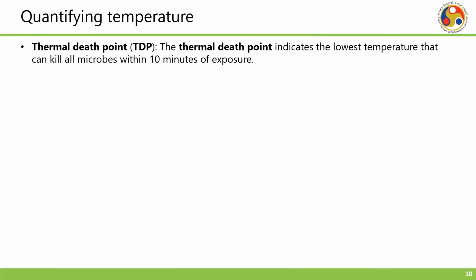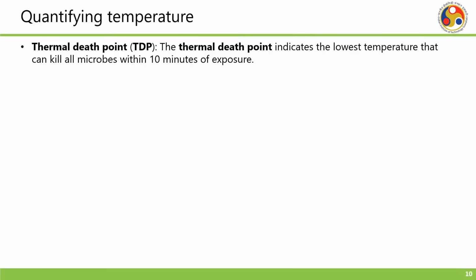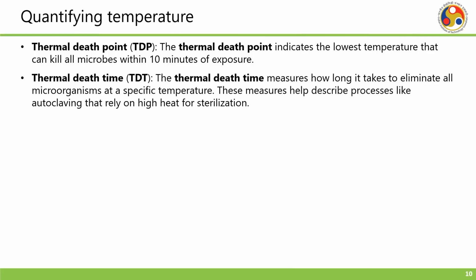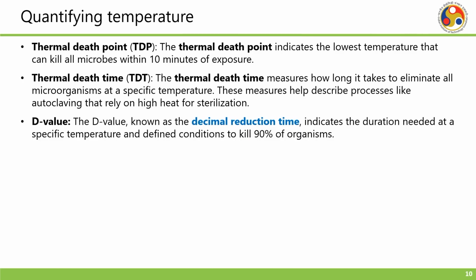Quantifying temperature. Thermal death point indicates the lowest temperature that can kill all microbes within 10 minutes of exposure. TDT, or thermal death time, measures how long it takes to eliminate all microorganisms at a specific temperature. These measures help describe processes like autoclaving that rely on high heat for sterilization.